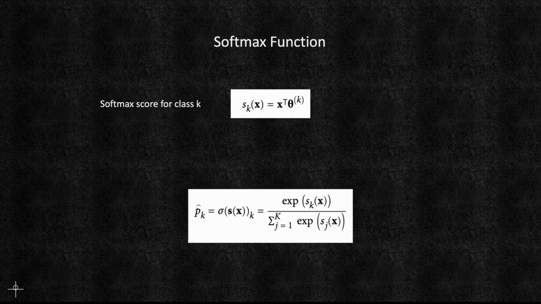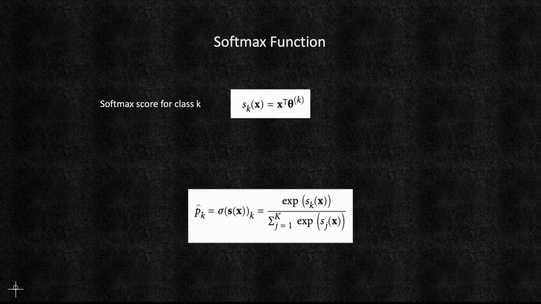Softmax score is calculated by this formula. Simply multiply the instance and the parameter vector theta k. K is the number of classes. Sk is the score of each class for instance x.